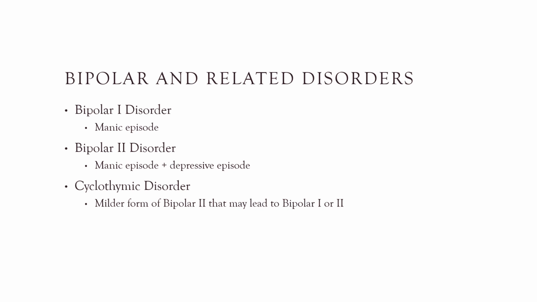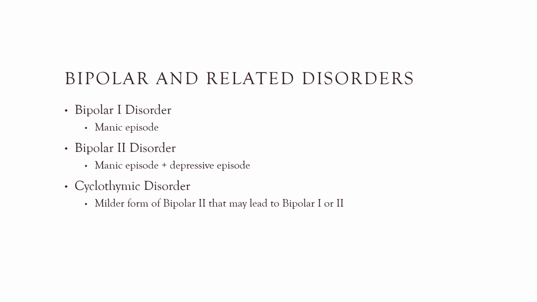Bipolar 2 disorder is where someone has the manic episode and they fluctuate or yo-yo back and forth between the manic and the depressive episode. So the depressive episode here would have all the same symptoms we just talked about with major depressive disorder. It's also either followed or preceded by that manic episode. So again, the way I remember those, bipolar 1, you just have the one manic episode. Bipolar 2, you have the two different phases.